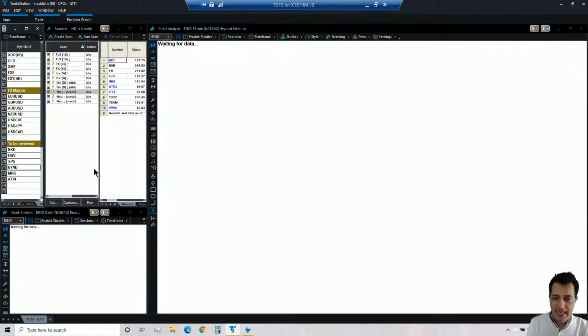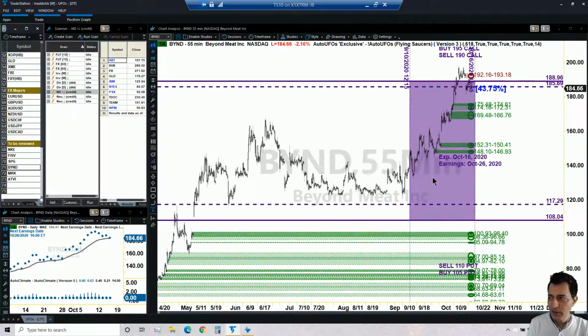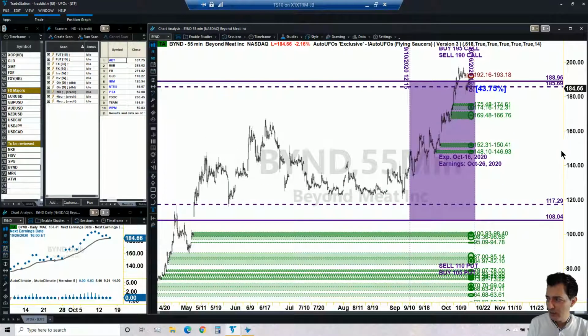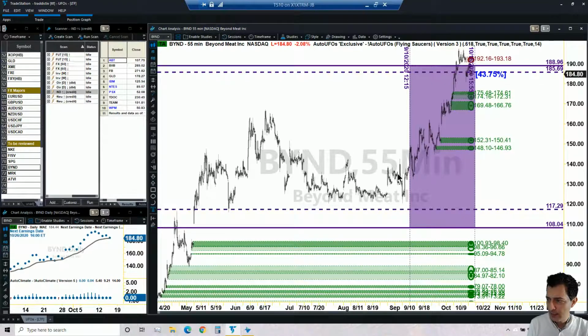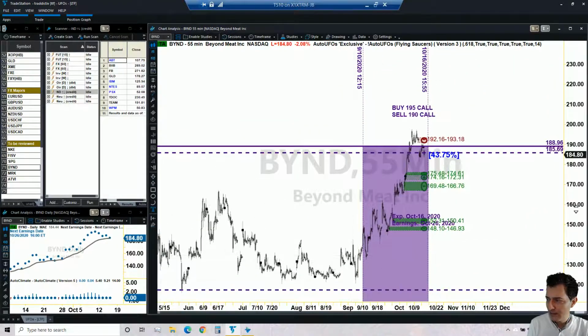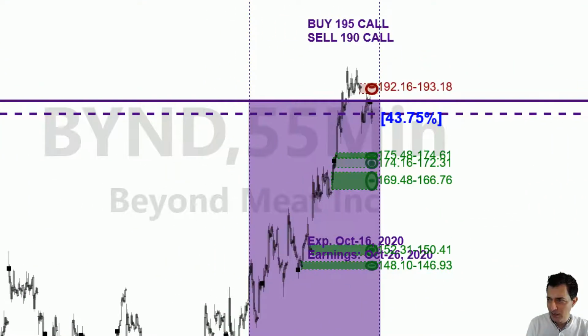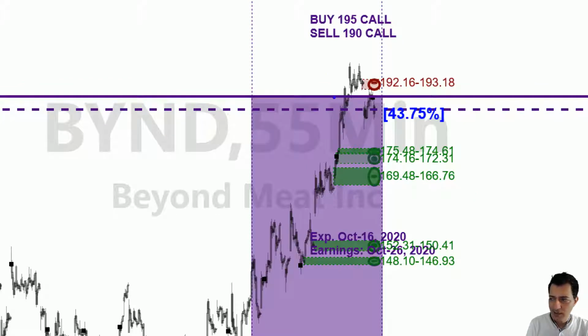Okay, Beyond Meat. This one is a bit more interesting. Let me zoom in here a little bit, or expand. I'll do both, expand and zoom in. So notice that we were expecting the stock to remain in the purple area, but the stock went above the purple area for a few days, came back in, came back out again. Okay, thank you, Red UFO. You brought the price back in, and the price is currently here.